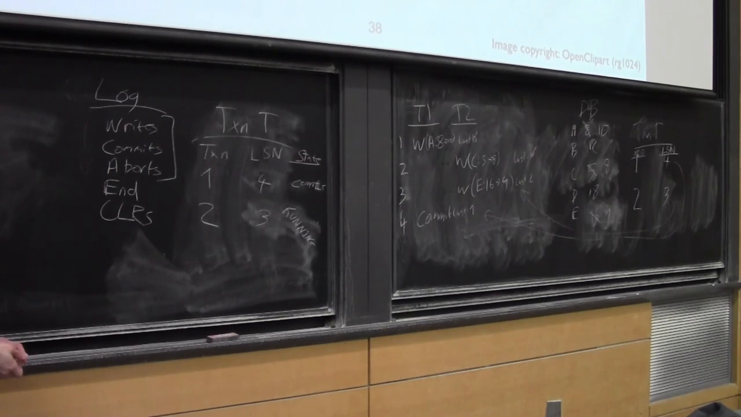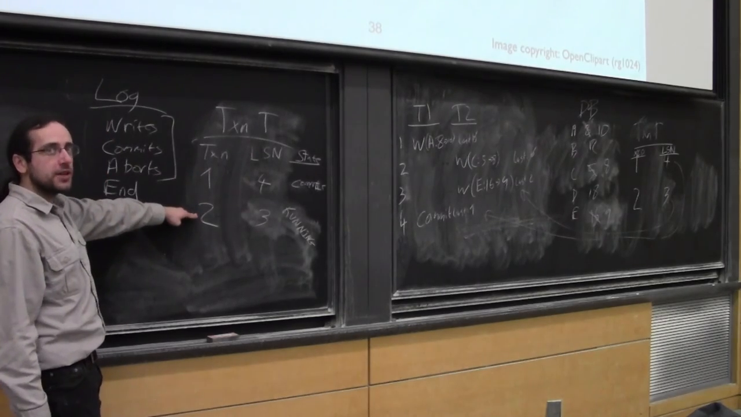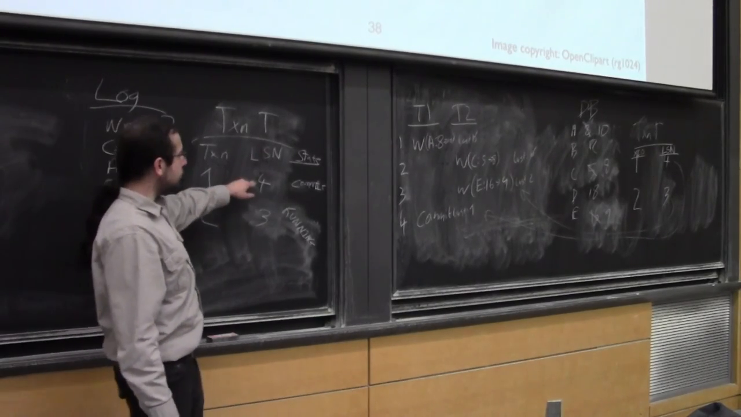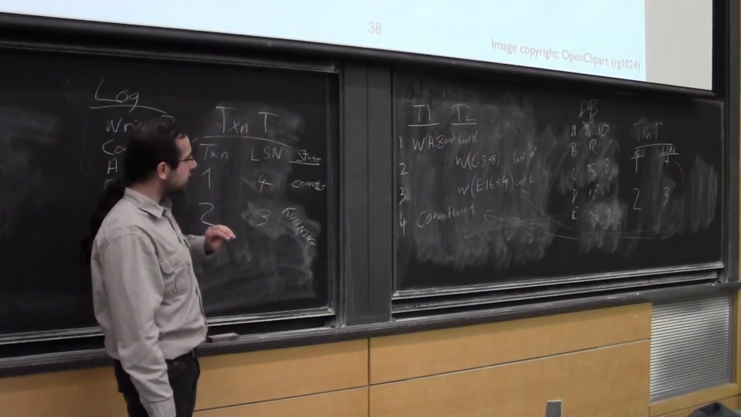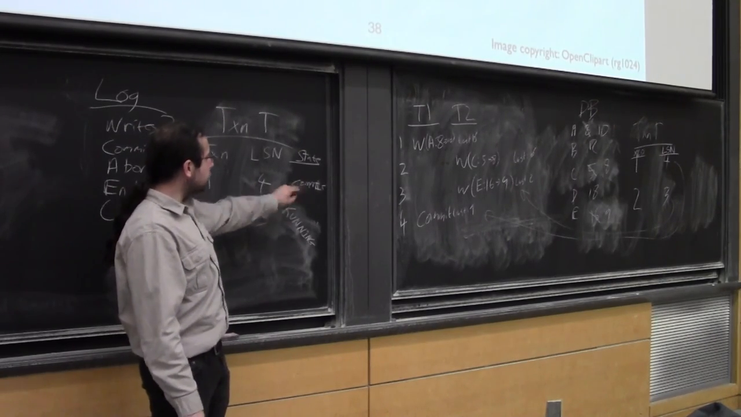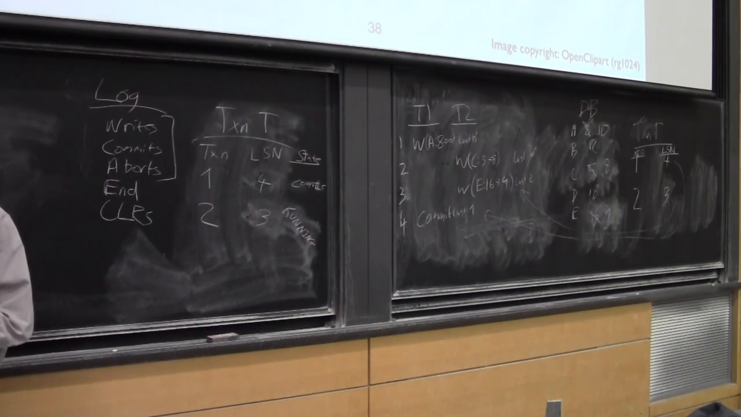Meanwhile, transaction two is still running. So we've learned from this log that there exists a transaction one, that there exists a transaction two, that transaction one's last log entry was number four, that transaction two's last log entry was number three, and that transaction one acknowledged that it was ready to commit. Questions so far?